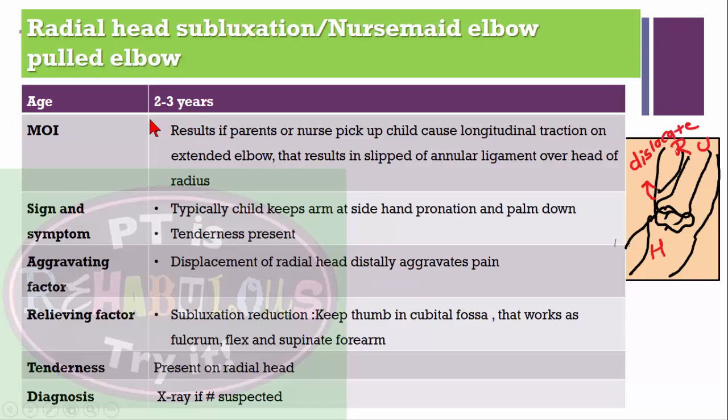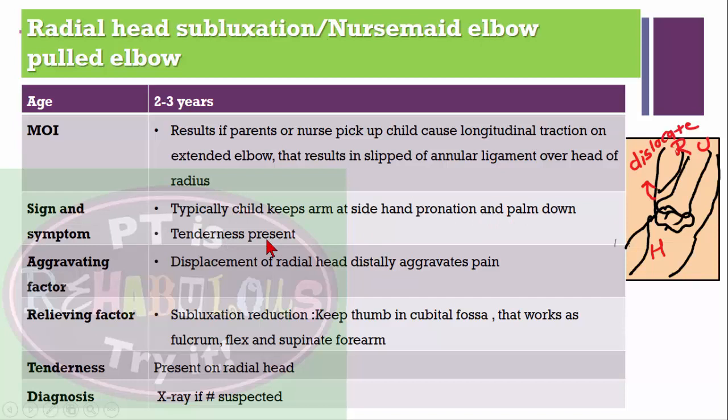So the age is common in 2 to 3 years. Mechanism of injury: if parents or a nurse pick up the child, it causes longitudinal traction on the extended elbow that results in a slip from the annular ligament over the head of the radius. Signs and symptoms: typically kids keep the arm at the side, hand pronated and palm down.